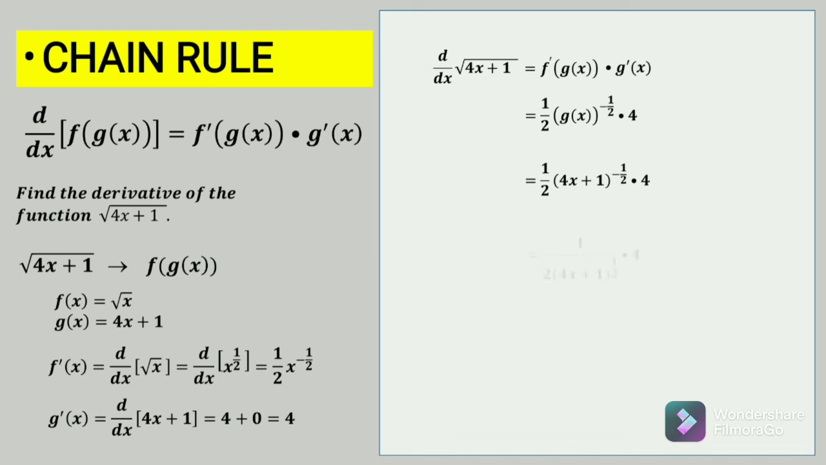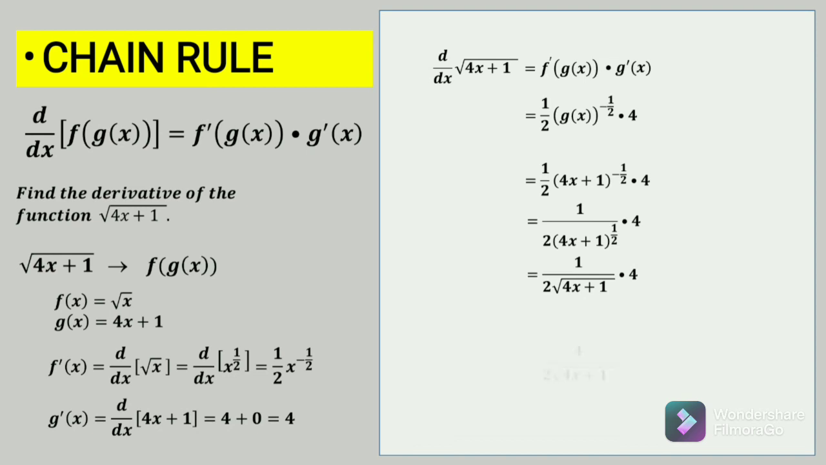Then let's rewrite to eliminate the negative exponent. So from 1/2 times quantity 4x plus 1 to the power of negative 1/2, we have 1 over 2 times quantity 4x plus 1 to the power of 1/2, times 4. Or we can simplify this. We can rewrite 4x plus 1 to the power of 1/2 into radical form: 1 over 2 square root of 4x plus 1 times 4.